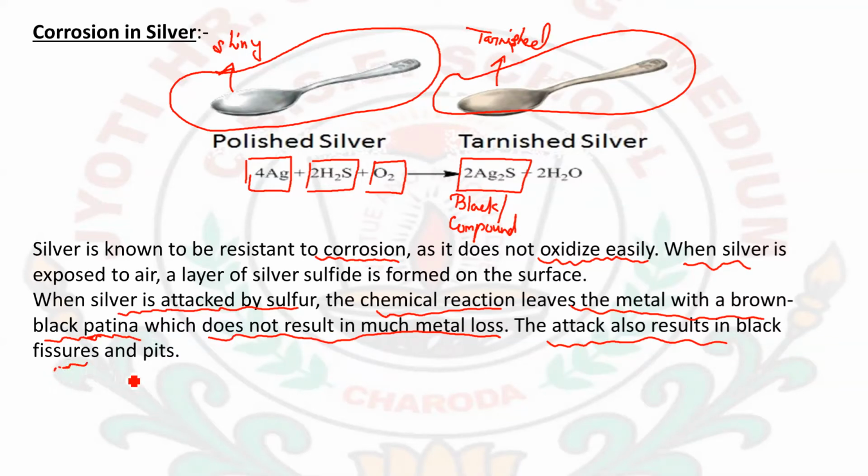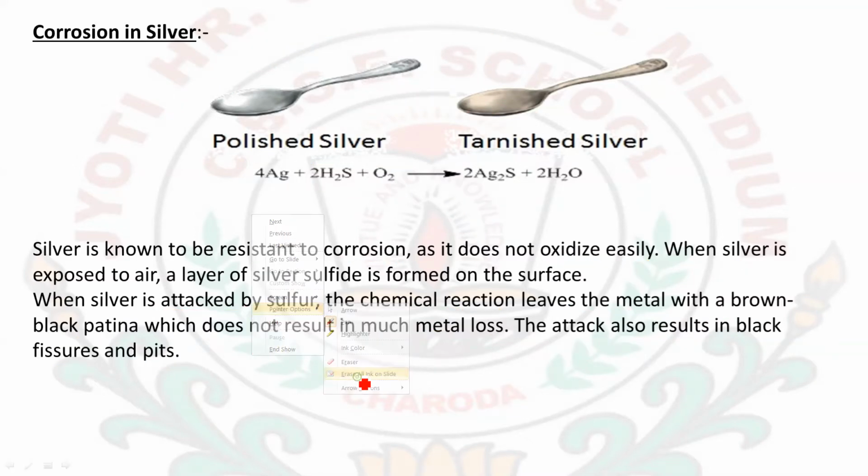Fissures means small spots will be formed out there. Or pits, very small, tiny pits will be formed out there, due to this corrosion in silver. So this was the corrosion in different metals.